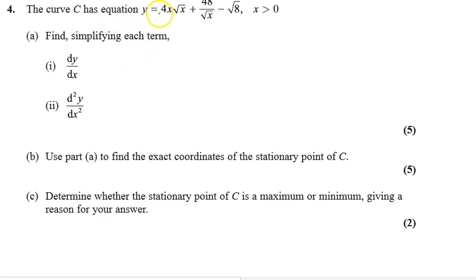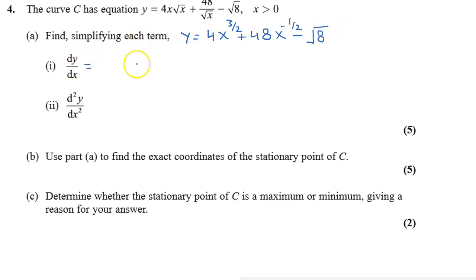Curve C has equation y is equal to 4x root x plus 48 over root x minus root 8, x is greater than 0. Find dy over dx. So we can write y is equal to 4, this is x and this is root x, so this is x to the power 3 over 2, plus 48 over root x means x to the power minus half, minus root 8.